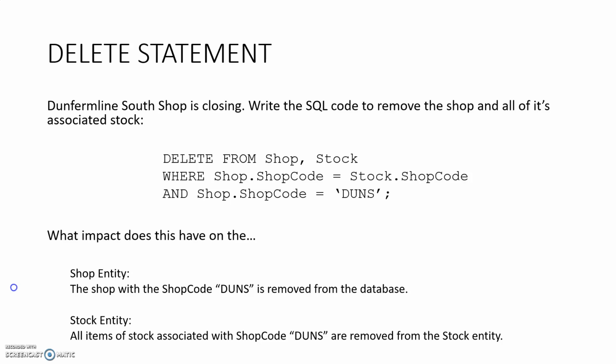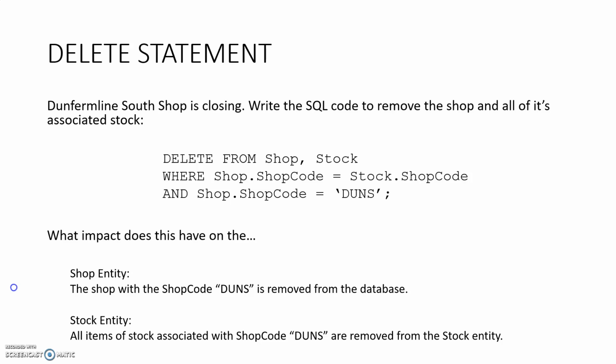Now in real life, if this was a branch, they probably would already have been updated and passed to different shops, because you wouldn't just put them in the bin because the shop was closing. But depending on if they're owned by different people, it might be kept, okay? So in this instance, all the stock associated with the shop code DUNS are removed from the stock entity.